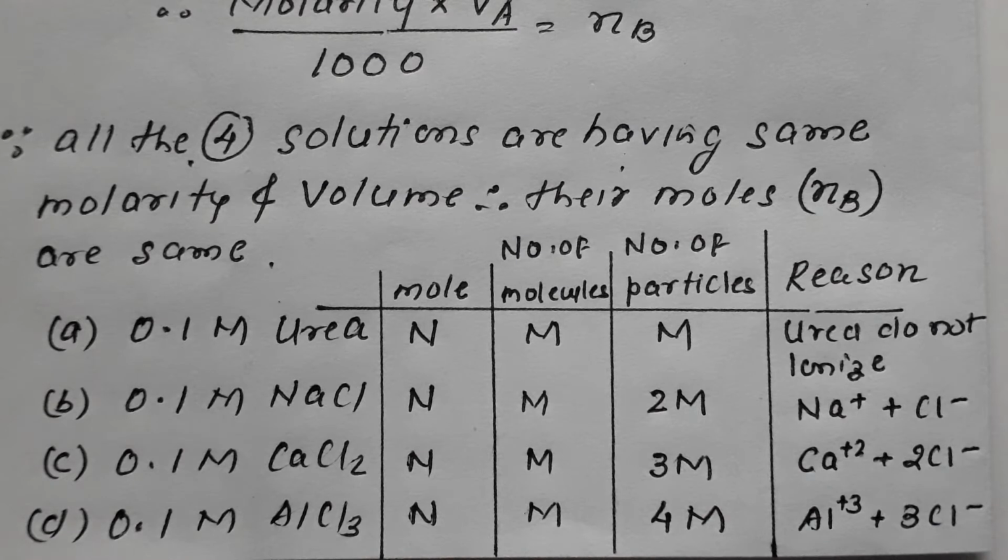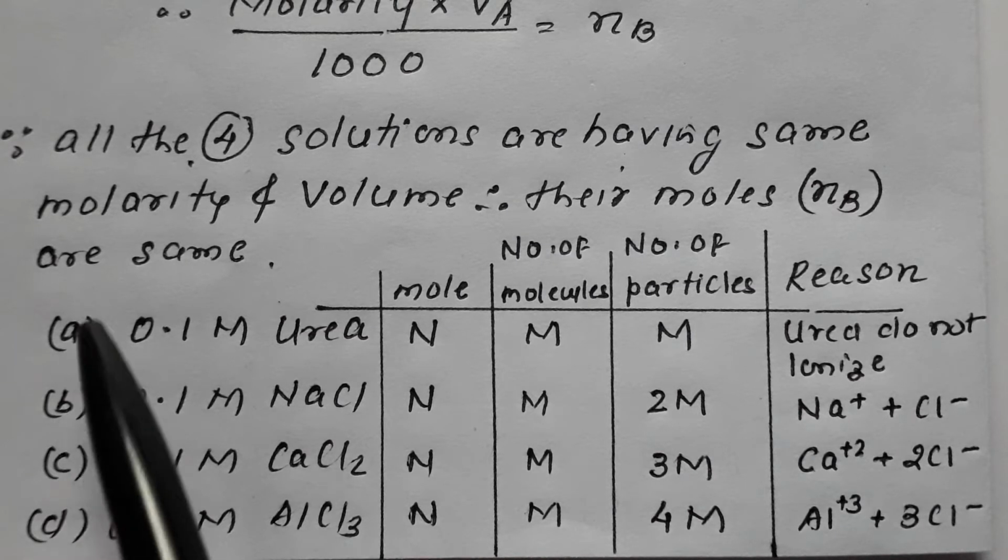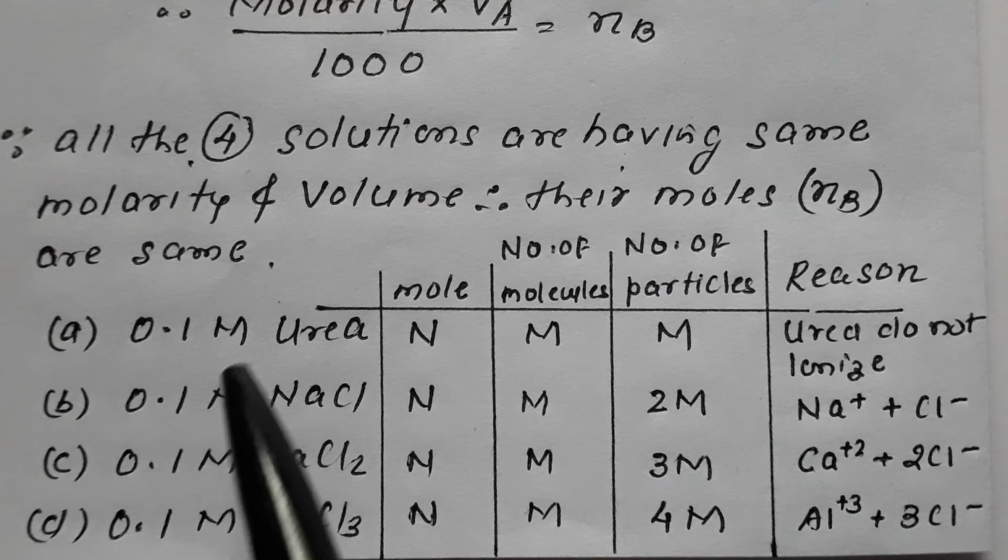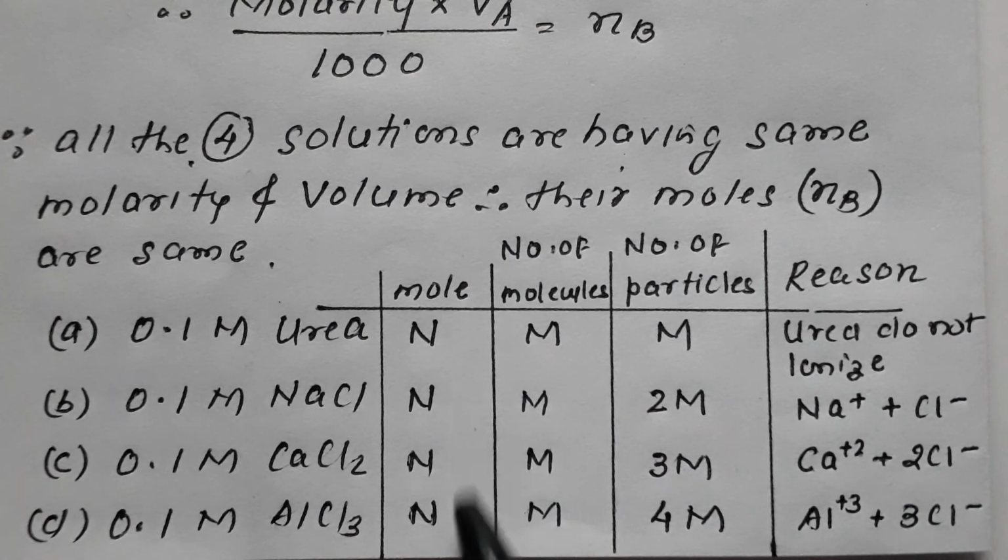Now if we apply this concept to the four solutions given in the problem, solution A, B, C and D are all 0.1 molar and all 100 ml, so all will have the same number of moles. Suppose the number of moles for A is n, then the number of moles for B will also be n, for C will also be n, and for D will also be n. Since all four solutions have the same molarity and the same volume, they have the same moles.